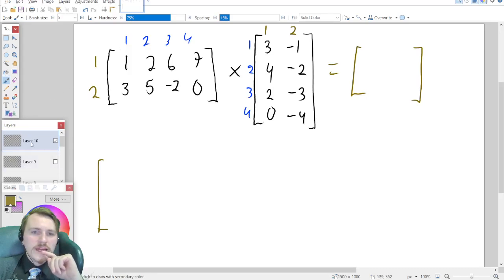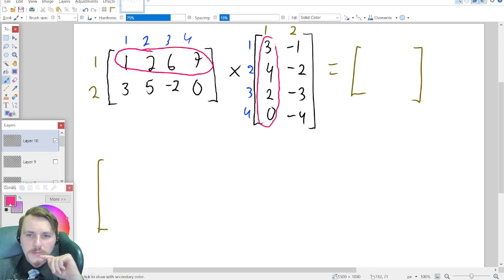So let's multiply. Words are hard. Let's multiply the items of... I want to get the thing in the first row, first column. So I multiply this whole first row times this whole first column.